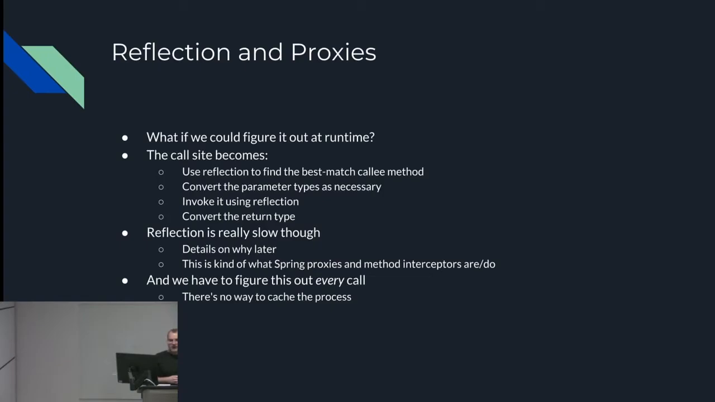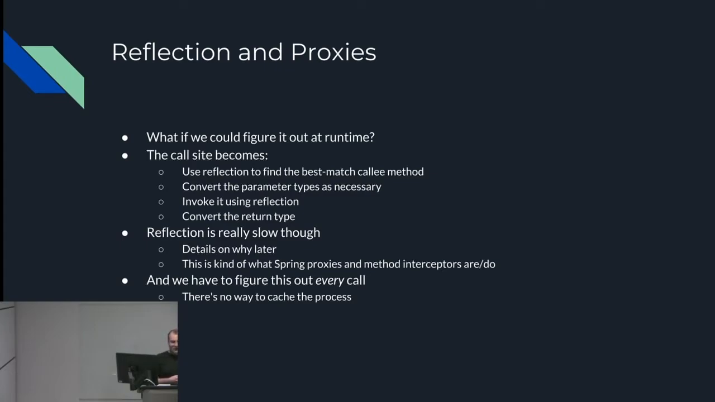So we could do better if we were at runtime. The way you could do that is to use reflection to find the best match method, convert the parameter types as necessary, invoke the method using reflection, and then convert the return type. The problem with that is reflection is really, really slow. I'll talk about why later. And actually, if you've used Spring, this is what it does. Whenever you use a method interceptor, this is exactly what it does. So if you wonder why Spring is slow, I have an answer.